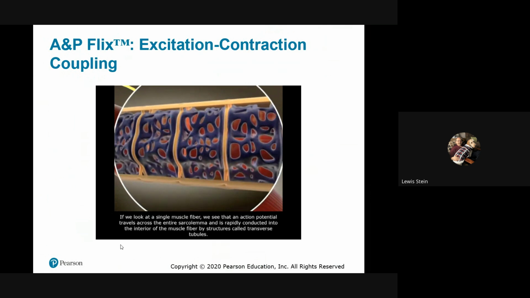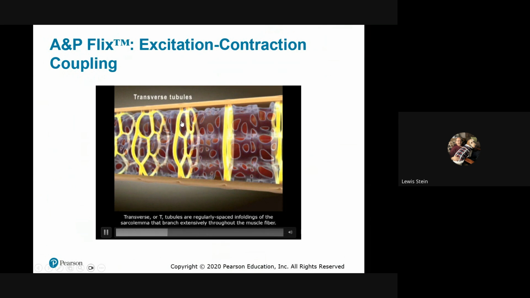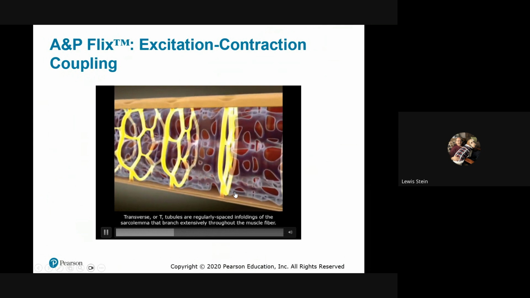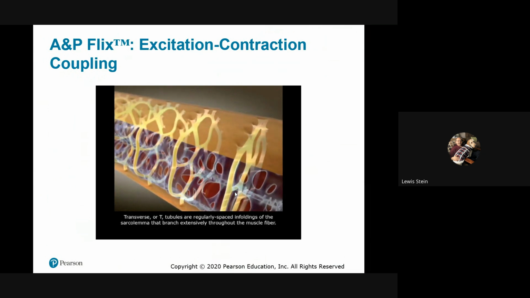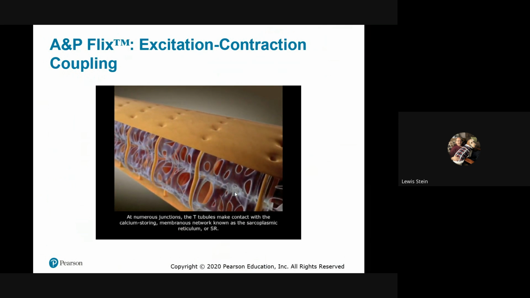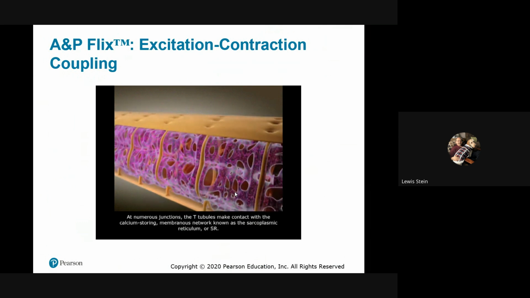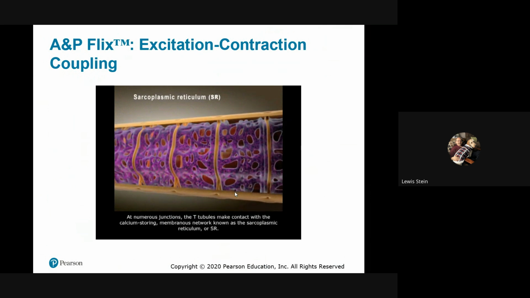If we look at a single muscle fiber, we see that an action potential travels across the entire sarcolemma and is rapidly conducted into the interior of the muscle fiber by structures called transverse tubules. T-tubules are regularly spaced enfoldings of the sarcolemma that branch extensively throughout the muscle fiber. At numerous junctions, the T-tubules make contact with a calcium-storing membranous network known as the sarcoplasmic reticulum, or SR.